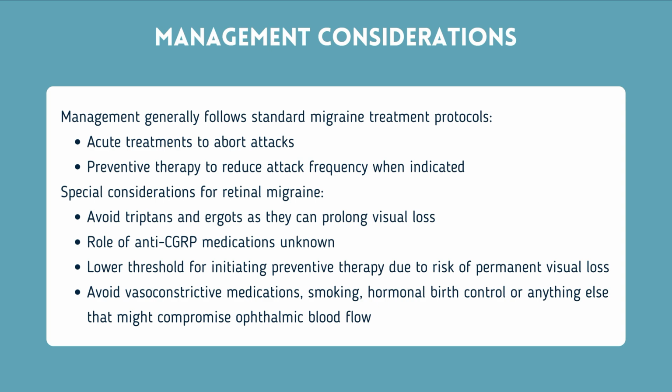So what are these management considerations? The management of both migraine with visual aura and retinal migraine generally follows standard migraine treatment protocols: acute treatments to abort attacks and preventive therapy to reduce attack frequency. However, there is some concern about using vasoconstrictive medications like triptans and ergot alkaloids in patients with retinal migraine, given the possible pathophysiology of retinal migraine. So this is a significant difference in management that is vital, especially in patients with other vascular risk factors.